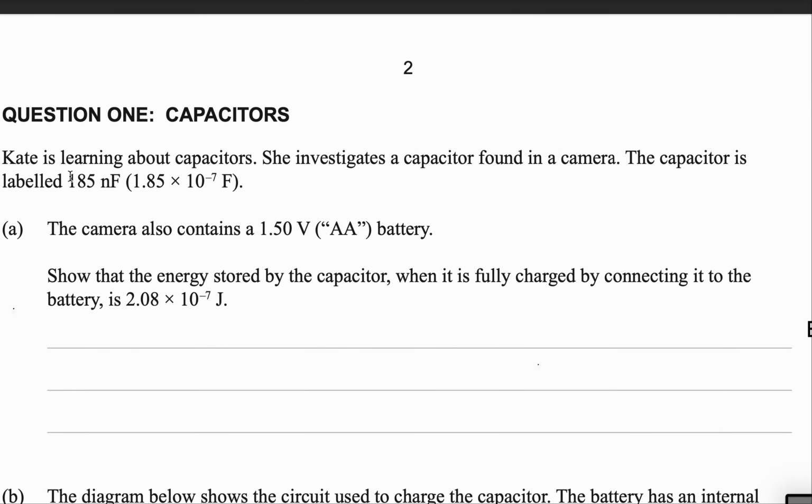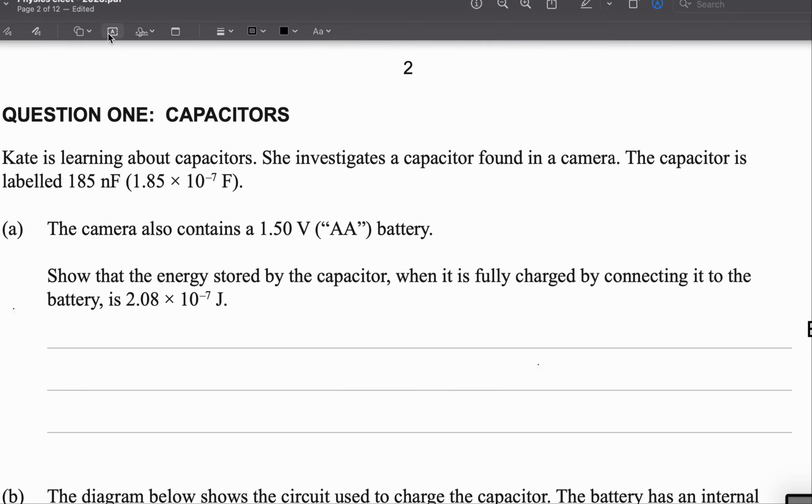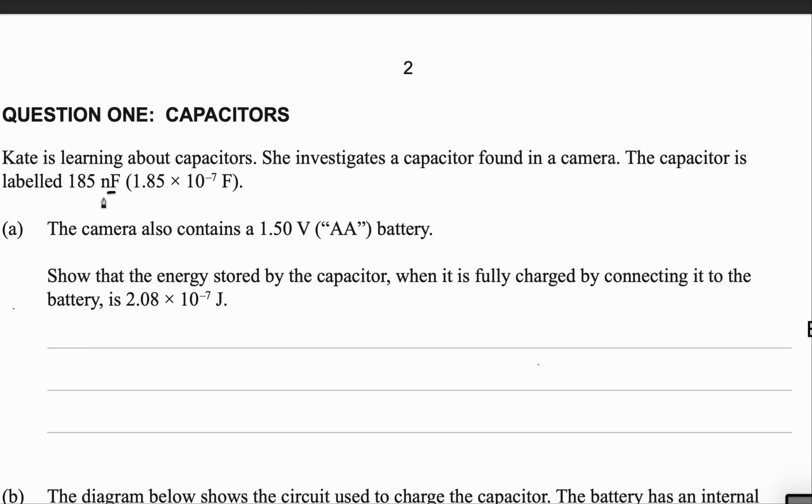Question 1. Kate is learning about capacitors. She investigates a capacitor found in a camera. The capacitor is labelled 185 nanofarads. Because it's got the symbol F, we know it means capacitance, so we'll label it C. The camera also contains a 1.5 volt AA battery. Going to label it V for voltage.